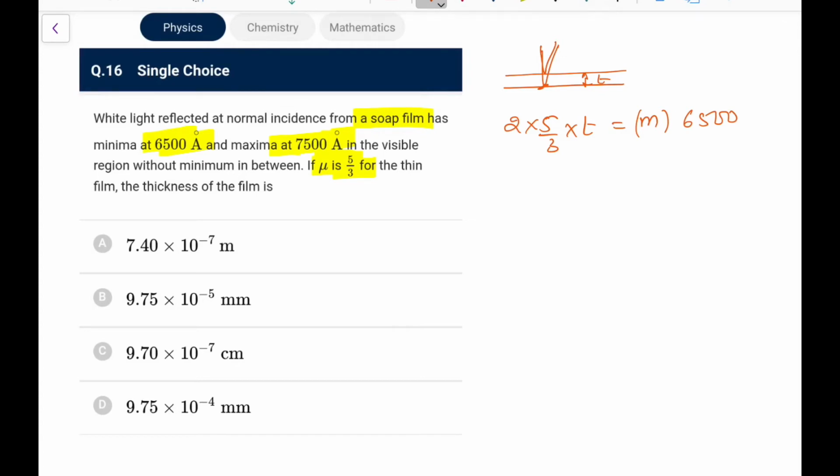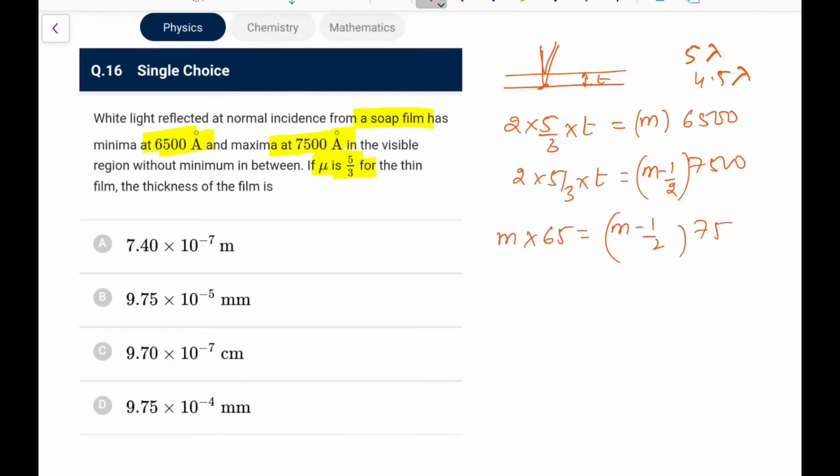The next is maxima, with no minima in between, and the maxima comes when this 2 into 5 by 3 into t holds for the bigger wavelength, 7500, so it would be a lesser multiple. If it was coming out as 5 lambda, that should come out as 4.5 lambda, so I can write it as m minus half times this wavelength, only then can it satisfy. So equate them. m into 65 would be equal to m minus 1 by 2 into 75.